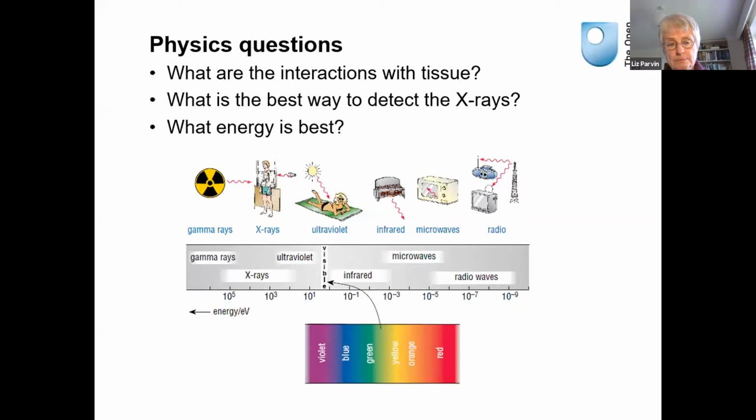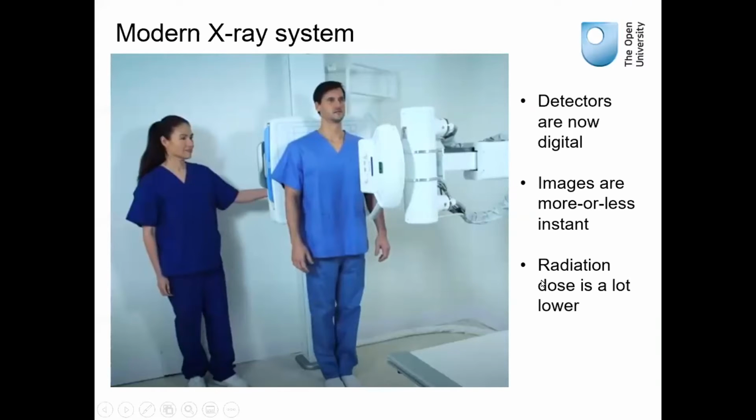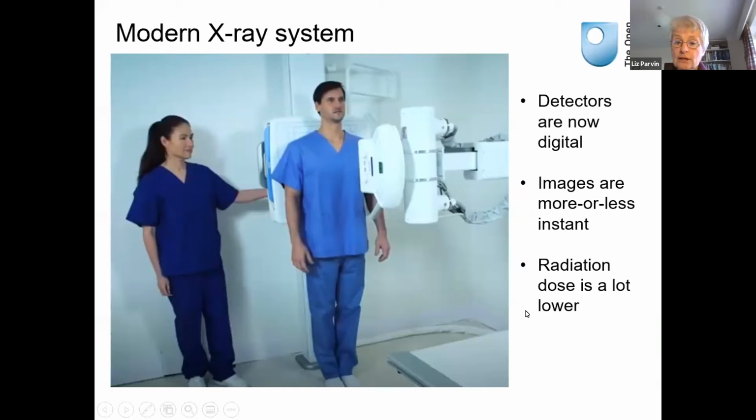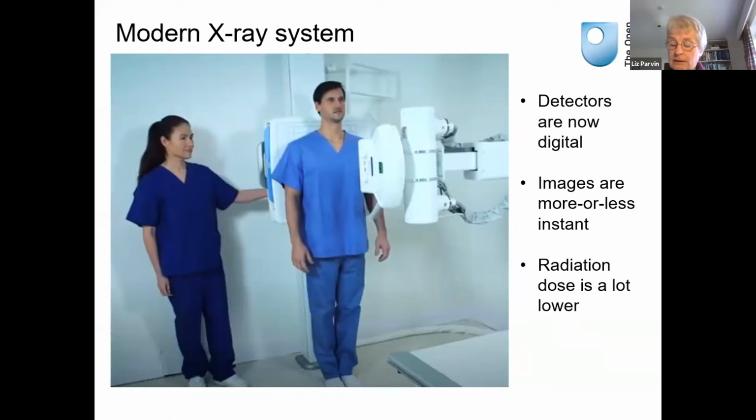What energy of X-rays is best? As you can see from here, there's a range of energies. Which is the best energy to use for any particular use? So lots and lots of interesting physics questions there. So I thought I'd just flash up next very quickly an image of a modern X-ray system. We now have digital detectors. The images we get are now pretty much instant. And thanks to a lot of work on things like what energy we use and so on, the radiation dose is a lot lower than it would have been in Röntgen's days. So that's a modern X-ray system.